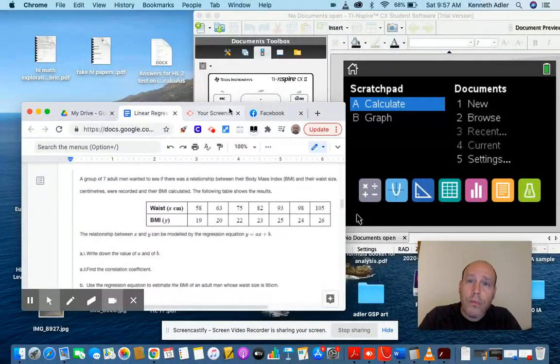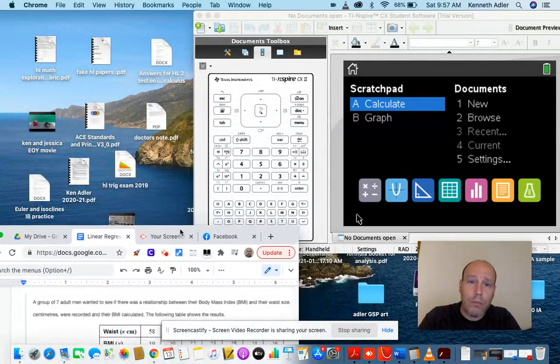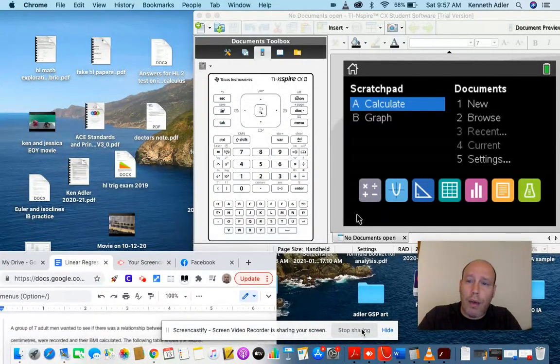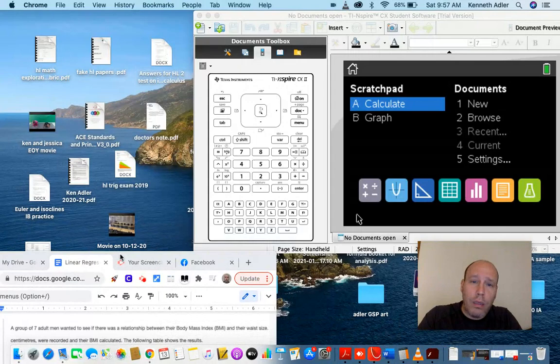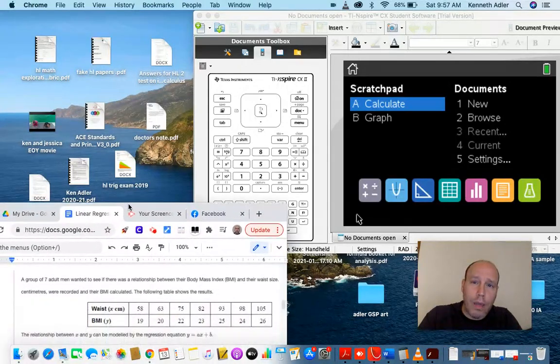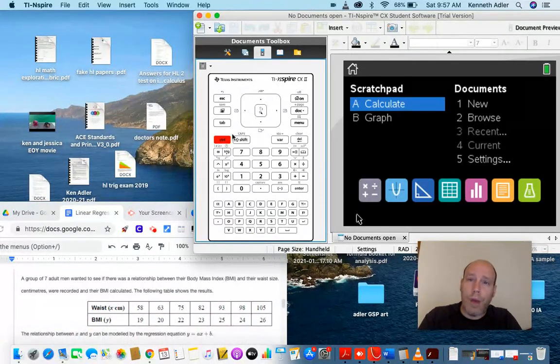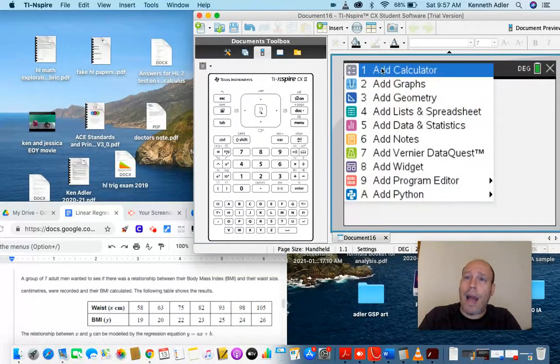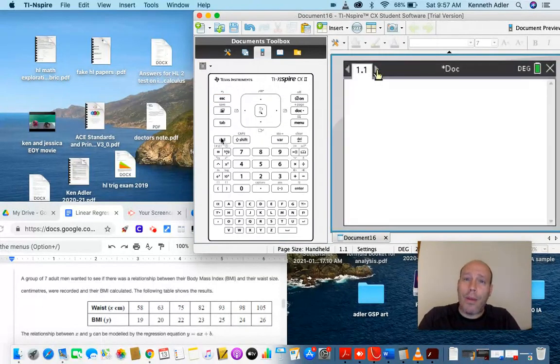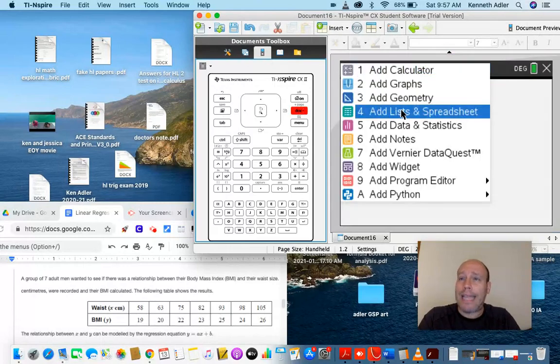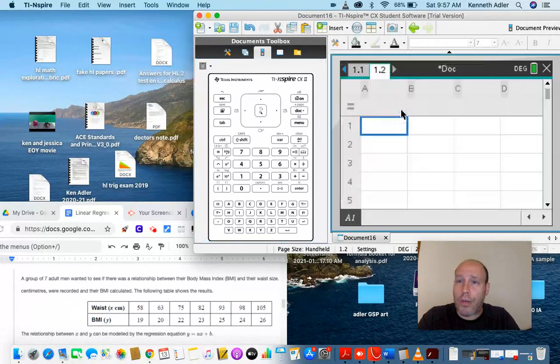So let's see. Let me move this down. Let me hide this. Hold on a second. I don't need the letters. Perfect. Okay. Control, I'm sorry, Escape. So the first thing I want, new, and I'm going to add it. I always add a calculator, and I'm going to do Control Doc, and I'm going to add list and spreadsheet. List and spreadsheet, that's my Excel spreadsheet.